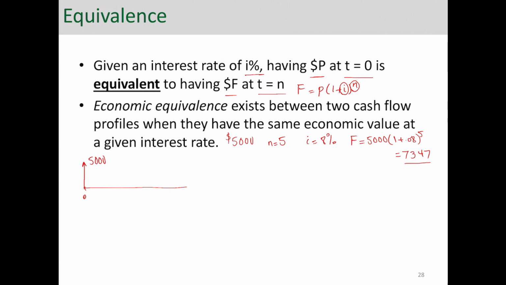So what they essentially are saying is that you, at time 0, are receiving $5,000 from the bank, and this is equivalent to you paying us back in year 5, $7,347. These two cash flows are equivalent. They're not equal. Equivalent is the term that we use for economic analysis.